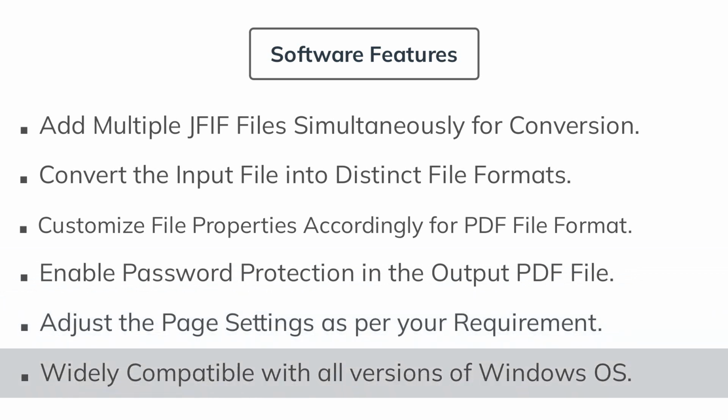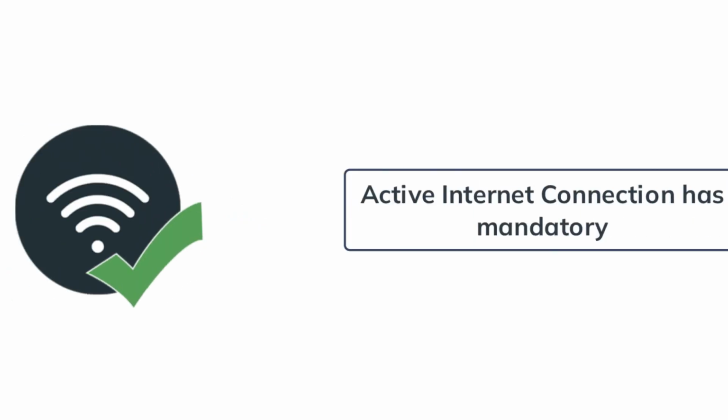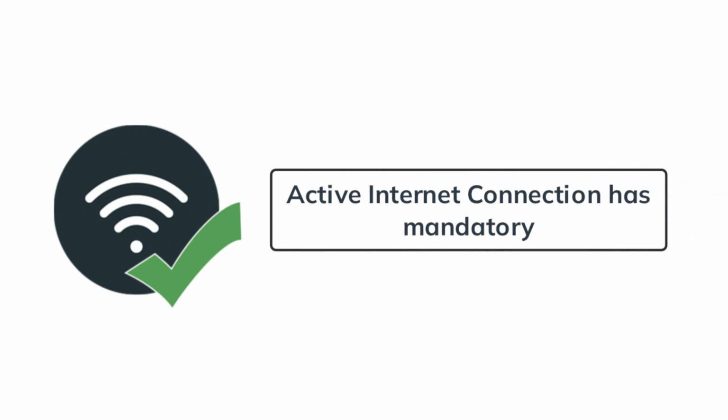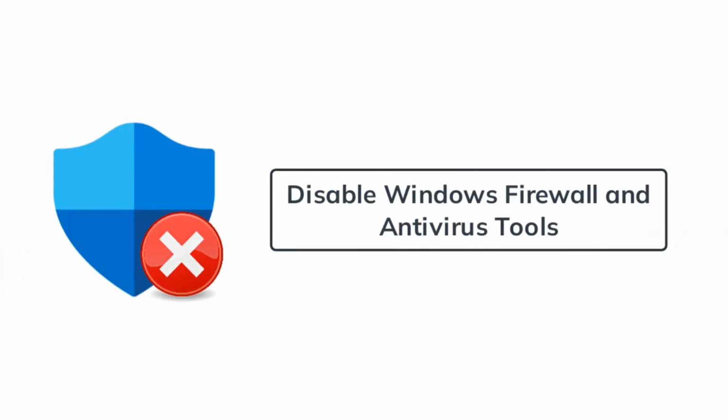This application works with all major versions of Windows OS. Before you start using the tool, you need to fulfill some prerequisites. Launch the application with administrator rights for proper functioning. A strong internet connection is necessary while downloading additional files. Turn off your Windows firewall and antivirus programs to convert JFIF efficiently.